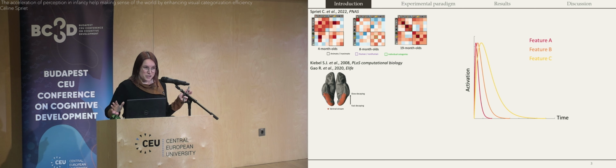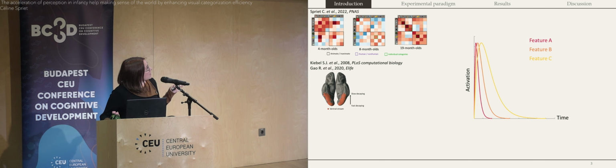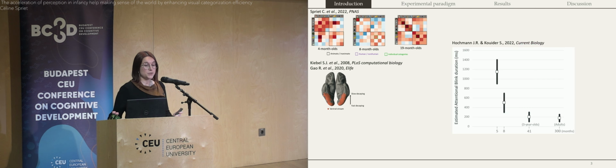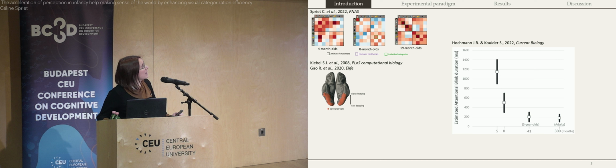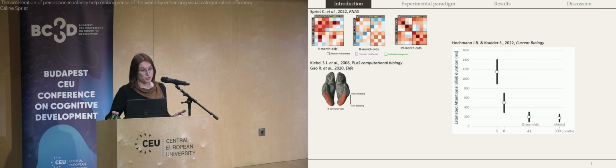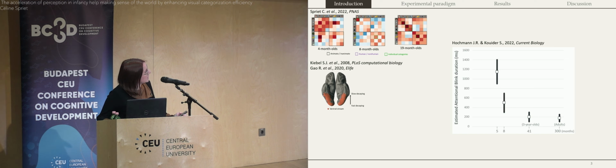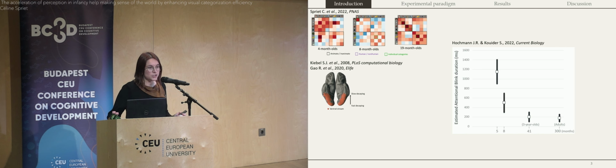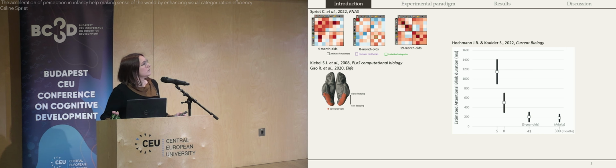Now, in parallel to those results, we actually see also from the literature that there is a huge acceleration of information processing throughout development. And especially here is represented the timing of visual attentional capacities of 5- and 8-month-old infants, 3-year-old children, and adults. And you clearly see this huge acceleration of the timing of information processing.